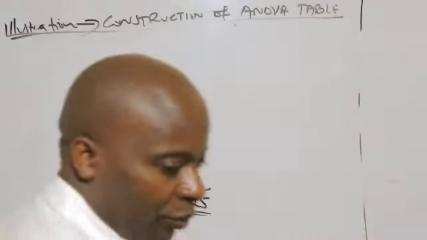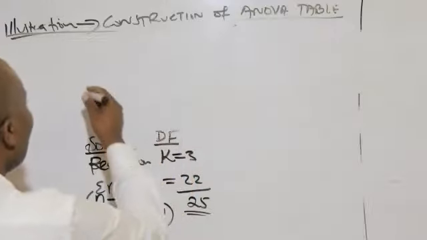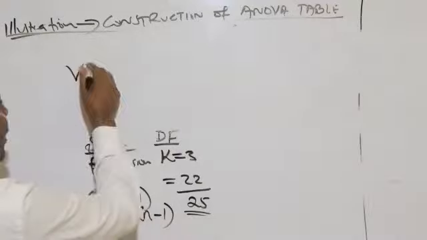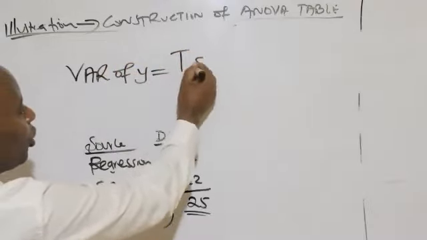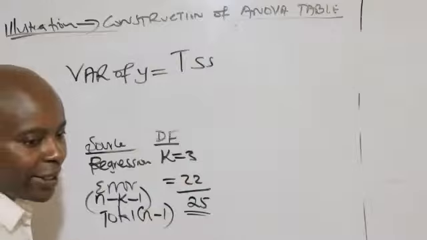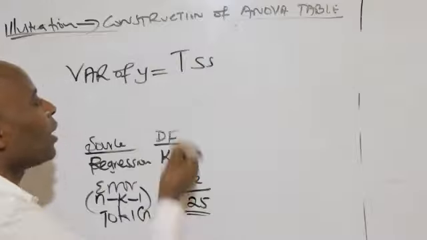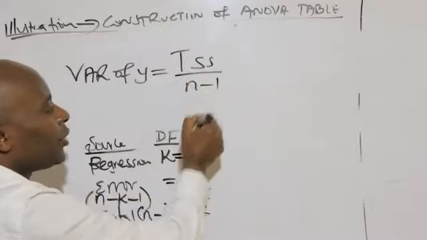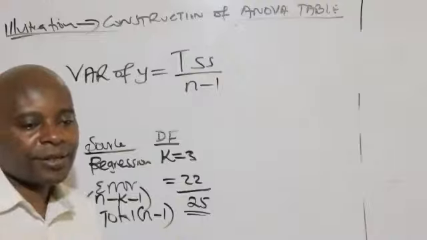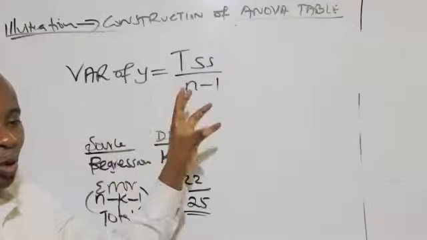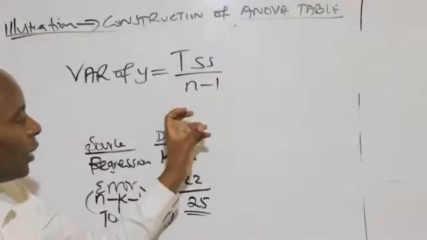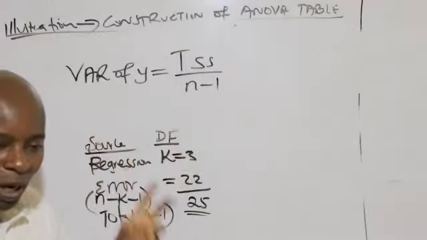Anytime you want to get the variance of the response variable y, normally you talk of the total sum of squares, the total sum of squares all over n minus 1.